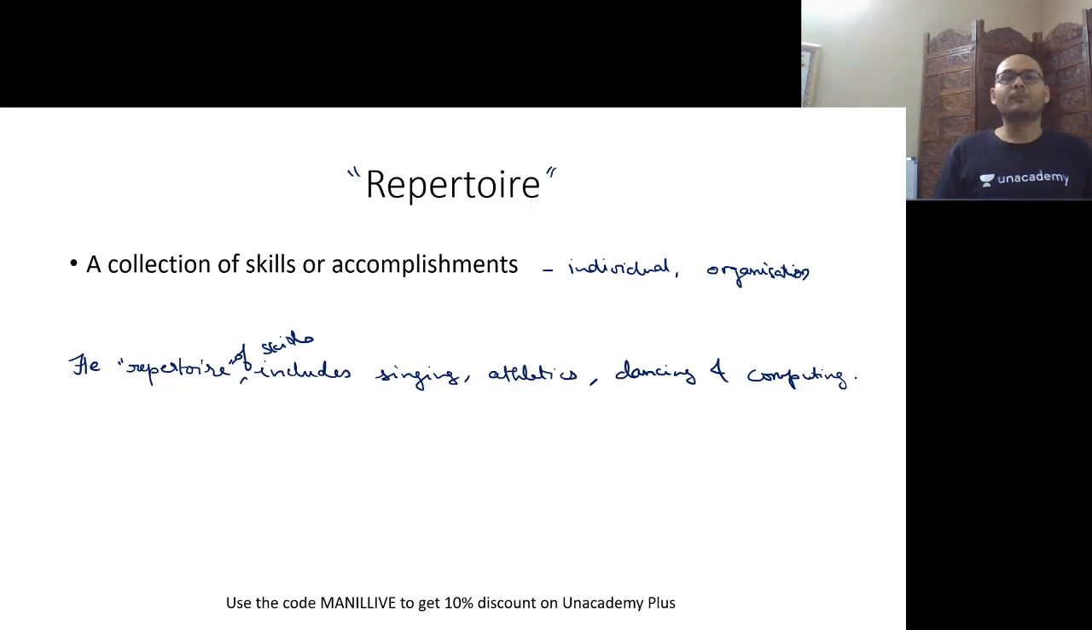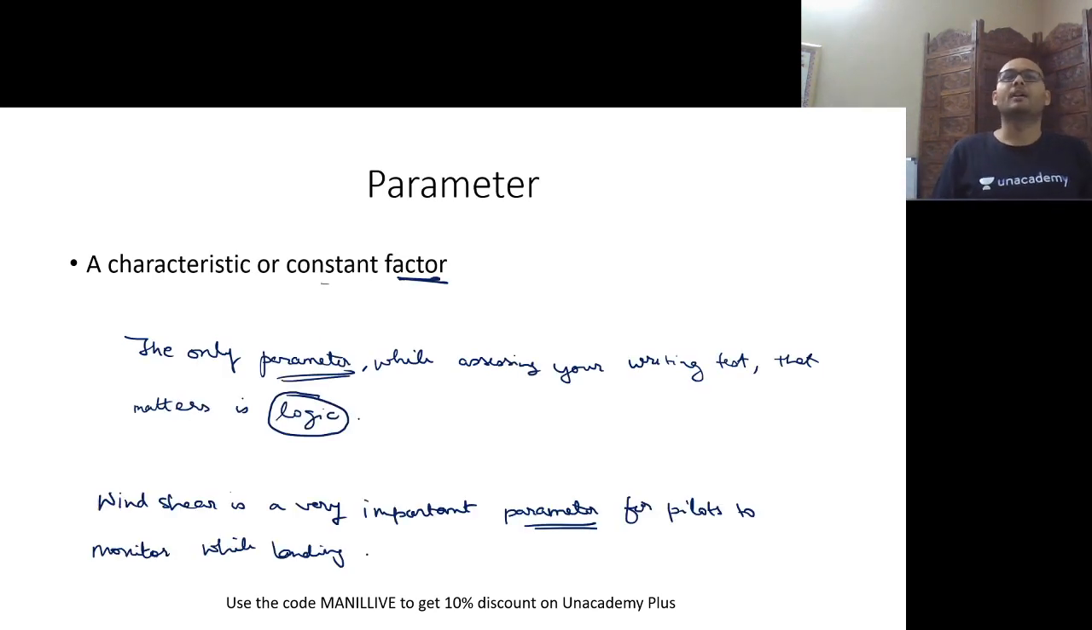Okay, now, the 21 words. Repertoire is a collection of skills or accomplishments that a person holds. Parameter. It is a constant or a characteristic of a particular entity, or a constant factor while assessing something. For example, when we talk about speaking, one parameter that decides your band score is fluency or pronunciation.